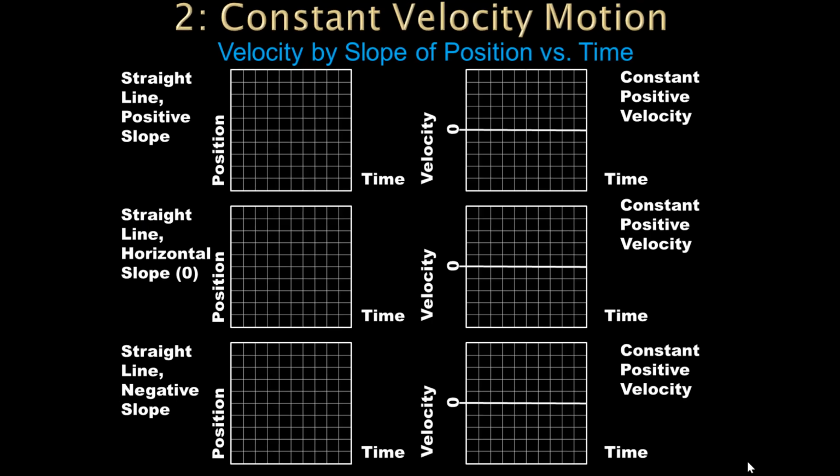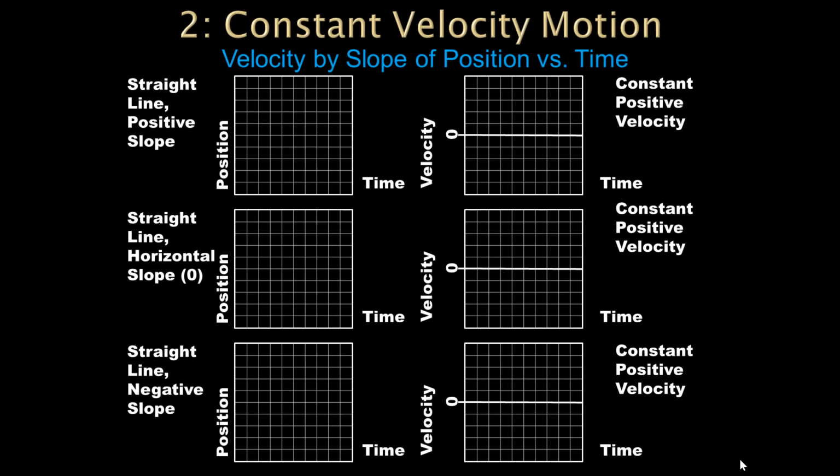Let's go ahead and summarize those. If I have a straight line with a positive slope, I have a constant positive velocity. If I have a straight horizontal line with no slope, I have a zero velocity. Or a straight line with a negative slope, I have a negative constant velocity. Let's take a look at an example.